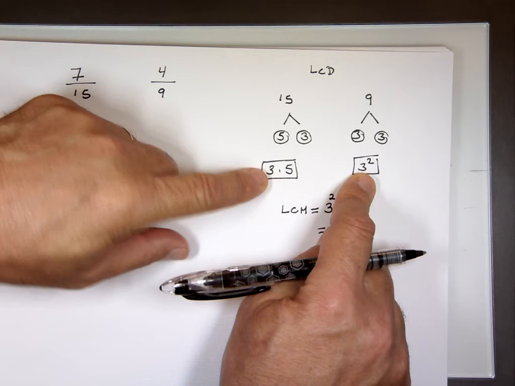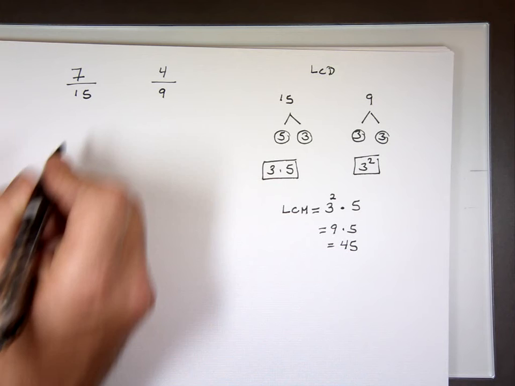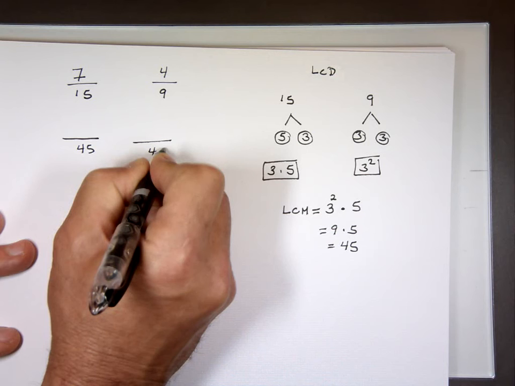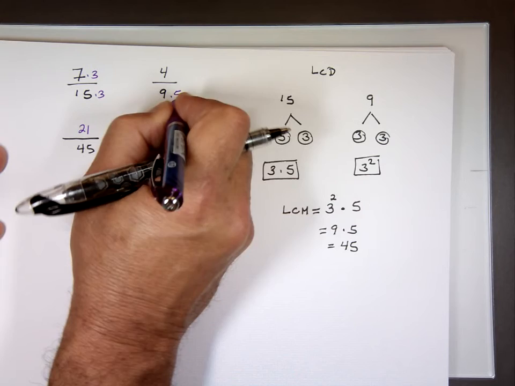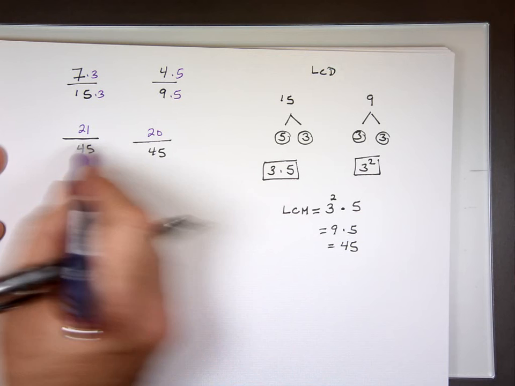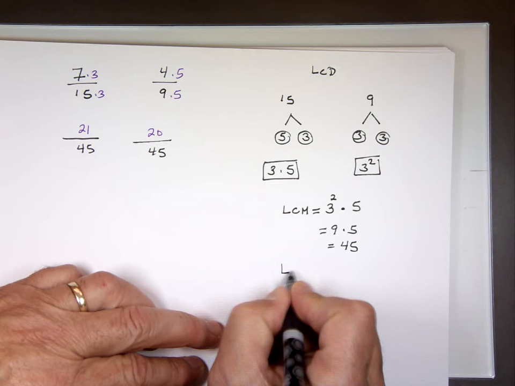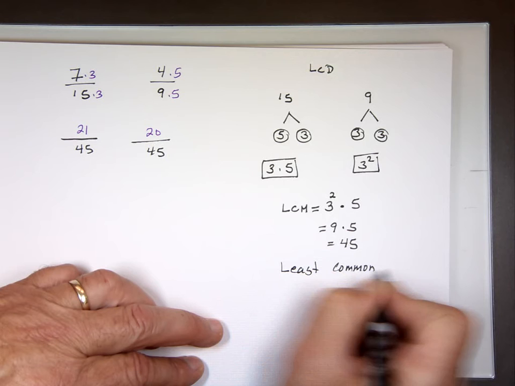So here is my 45. We said you got to multiply this by 3 to make it 45. That's by 3. That's a 21. I got to multiply this by 5 to make it 45. That's 20. And that's why we came up with 21 and 20. But the 45 is your least common denominator. LCD.